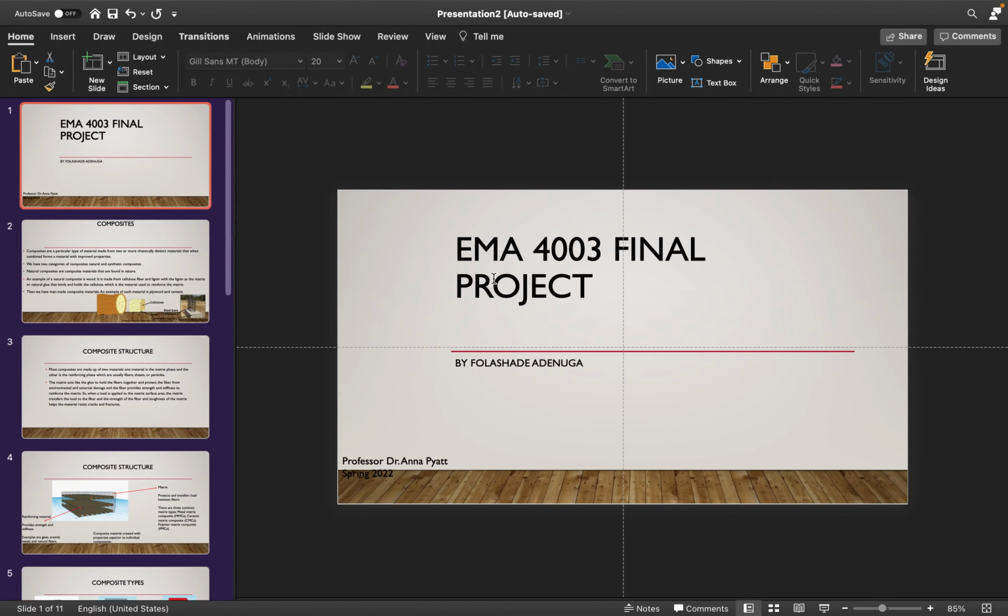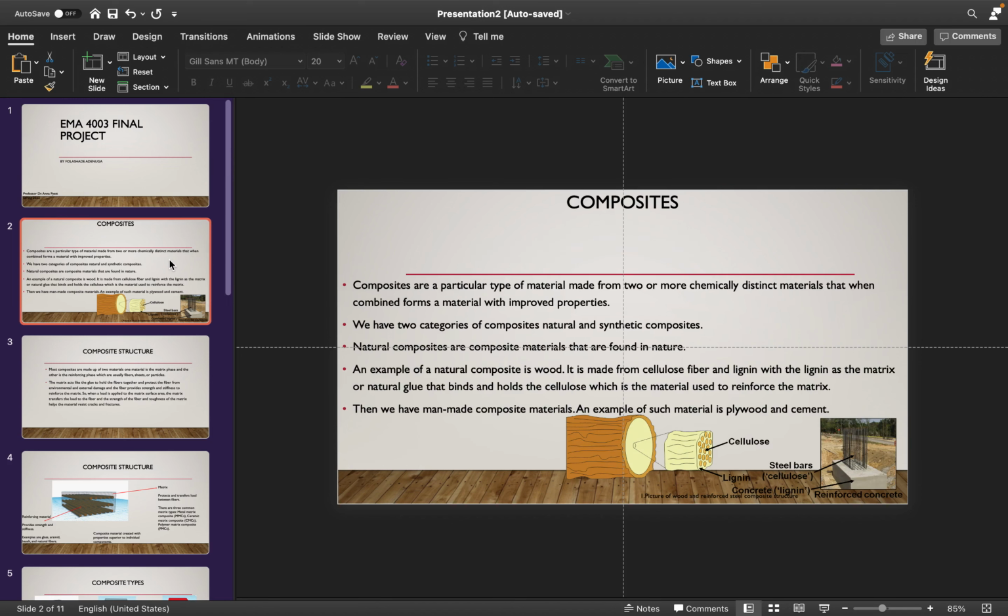EMA 4003 final project, I will be talking about composites. So firstly, what are composites? Composites are a particular type of material made from two or more chemically distinct materials that, when combined, form a new material with improved properties.